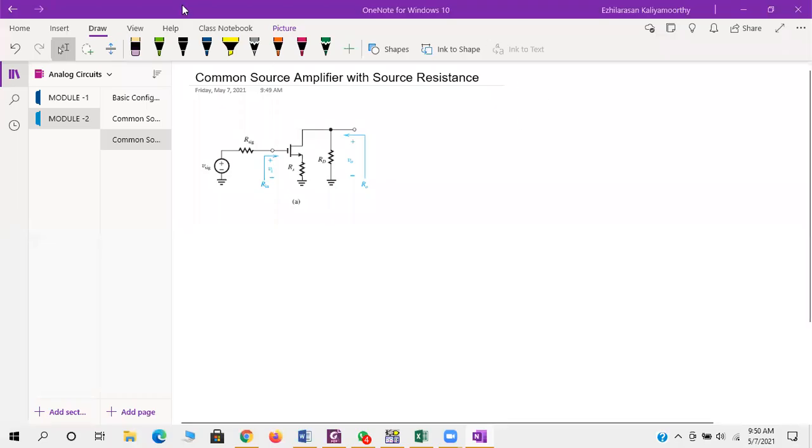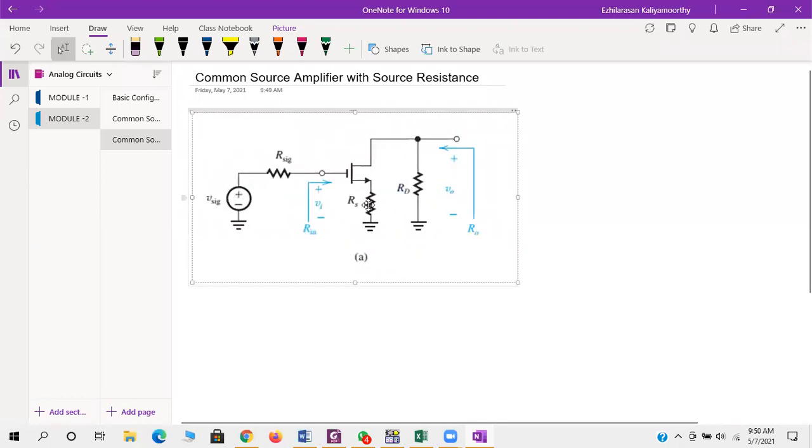So today what are we going to study? Common source amplifier with the source resistance. So here what we have done is we connected one resistance, that is the source resistance, in the source lead. Here we connected. You see this, one resistance we connected. The rest of things are the same as earlier.